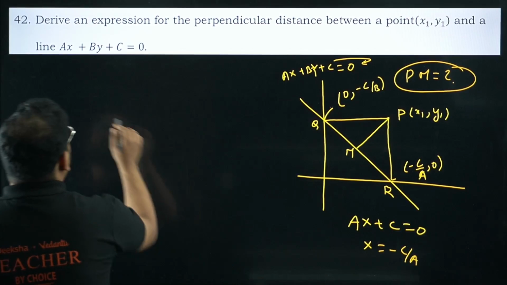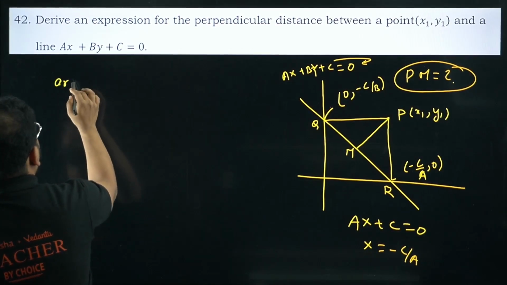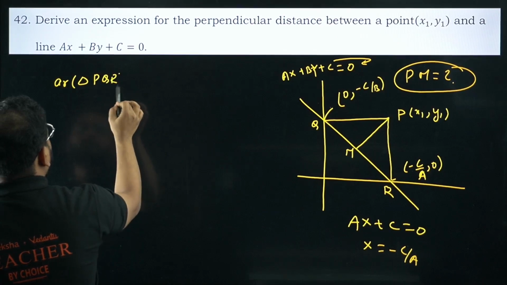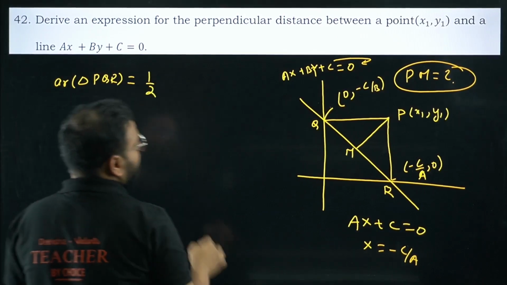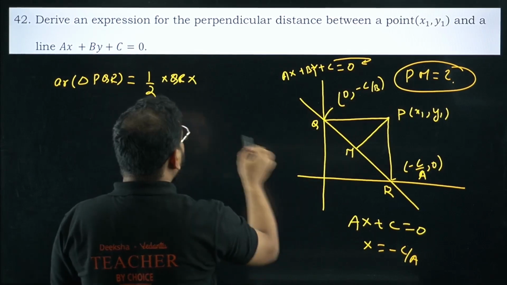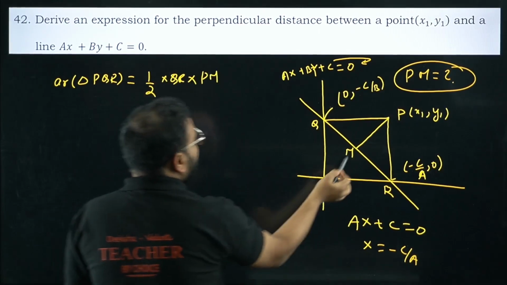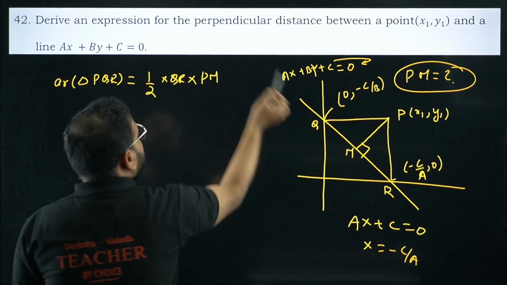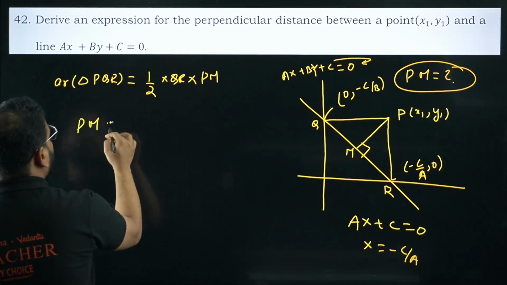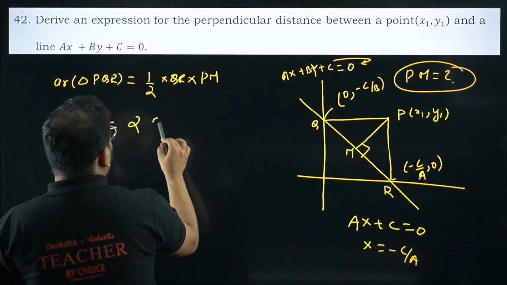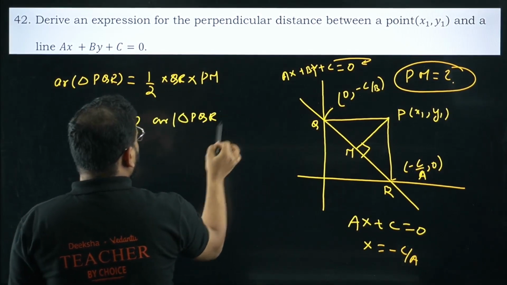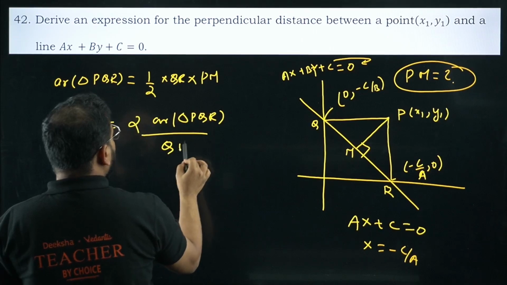Area of triangle PQR will become half of base QR into height PM. Is PM not the height? What are they asking? Perpendicular distance, so height only, right? So we want to find the value of PM only, right? So it will become 2 times the area of triangle PQR divided by QR.